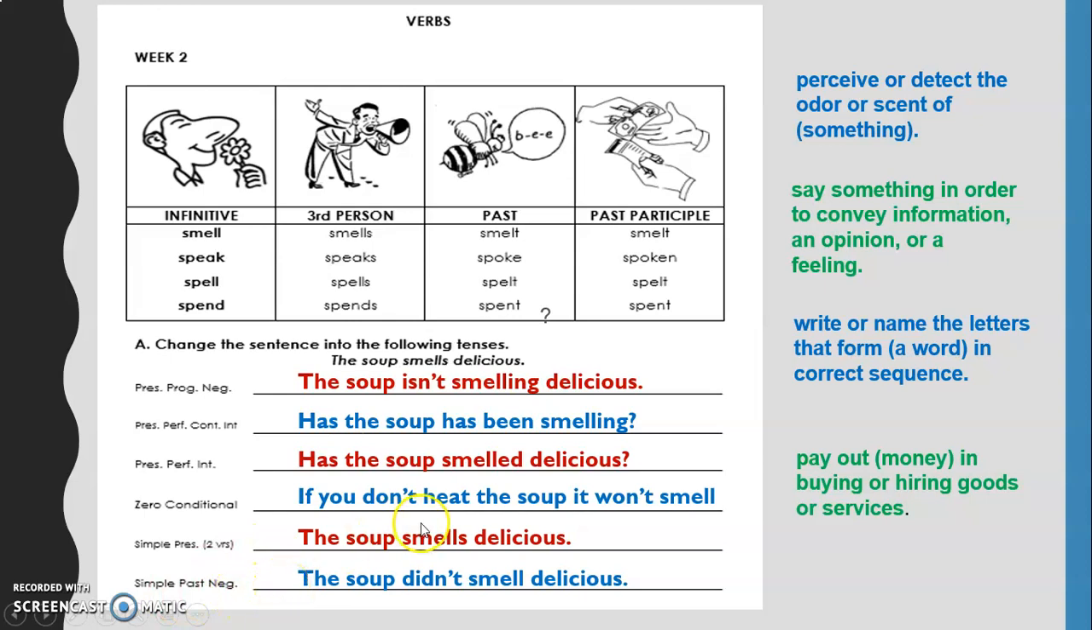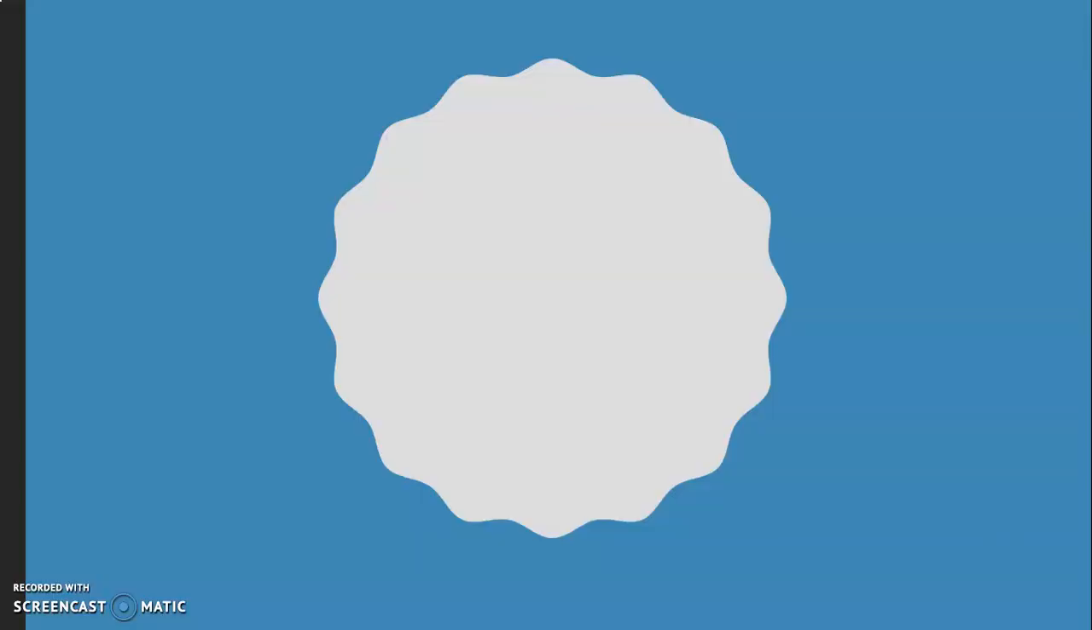Barbie, the soup smells delicious. Remember to conjugate the verb with S. The soup didn't smell delicious. Whenever we talk about past tenses, we need to use the auxiliary did or didn't, depending if it's an affirmative or negative statement.